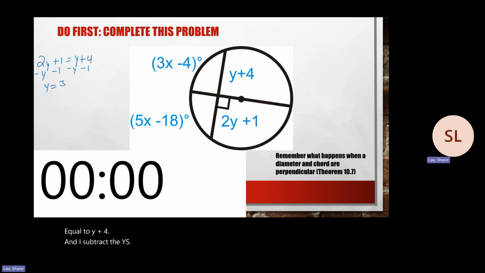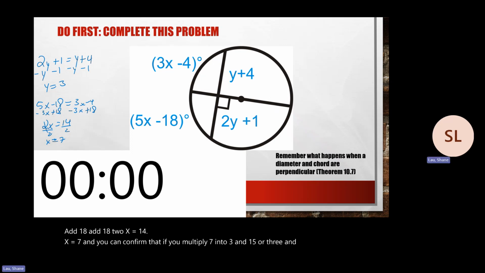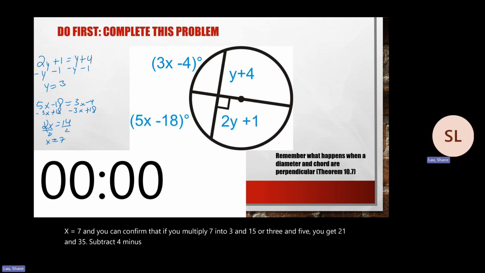I plug 3 back in, I get 7 for each side, 14 for the whole chord, but it doesn't look like I'm looking for the actual chords or arcs. I'm just looking for the x and y value, but that's how you can check it. Same thing with 5x minus 18 equals 3x minus 4. Subtract 3x, add 18, 2x equals 14, divide by 2, x equals 7. And you can confirm that if you multiply 7 into 3 and 5, you get 21 and 35. Subtract 4 and 18, you get the same number of 14. So this is correct.